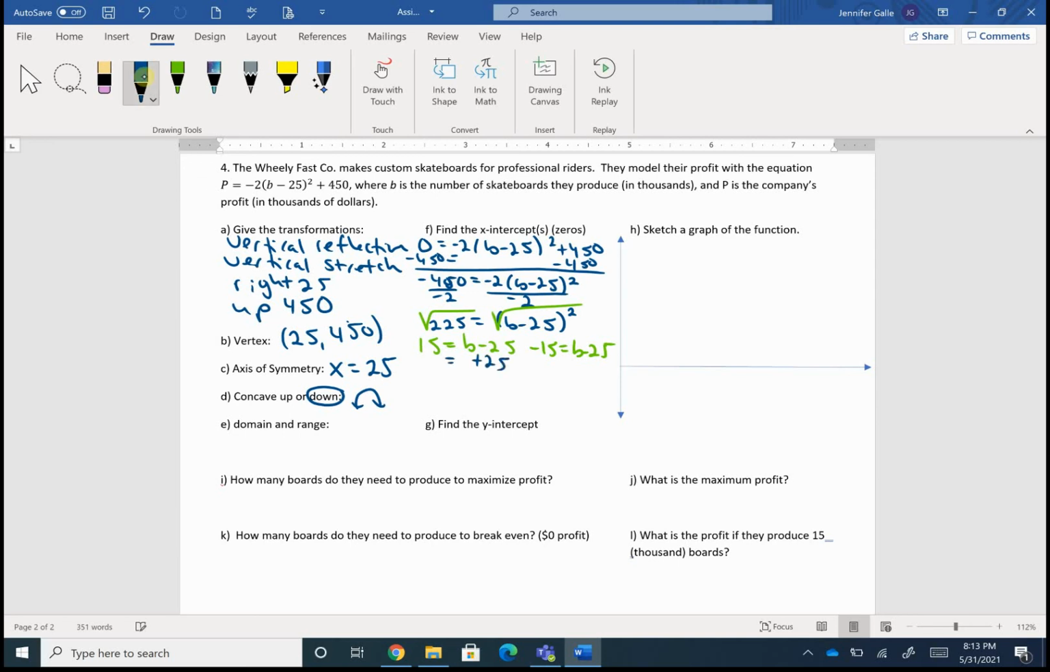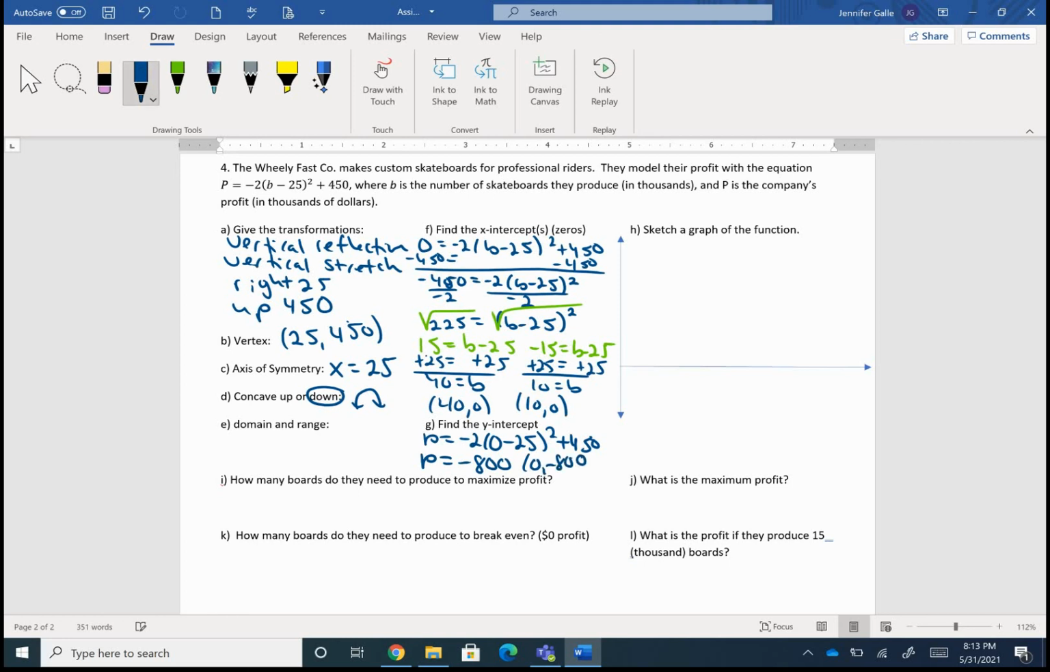Add 25 to both sides. 40 is one of our intercepts, and 10 is the other. Y-intercept, we put 0 in for, in this case it's a b, and we solve for p, or again, if you want to change that p to a y, I am fine with that. And we get p to be -800.